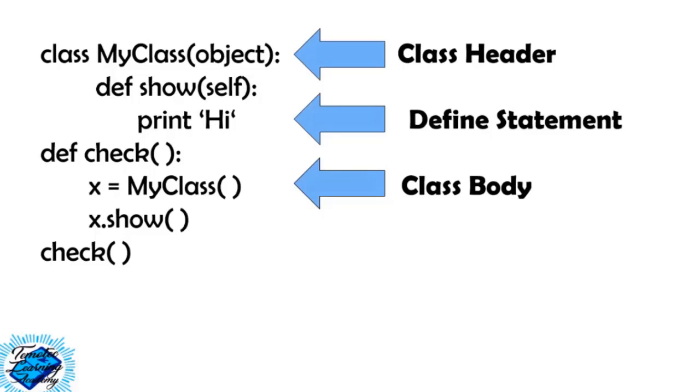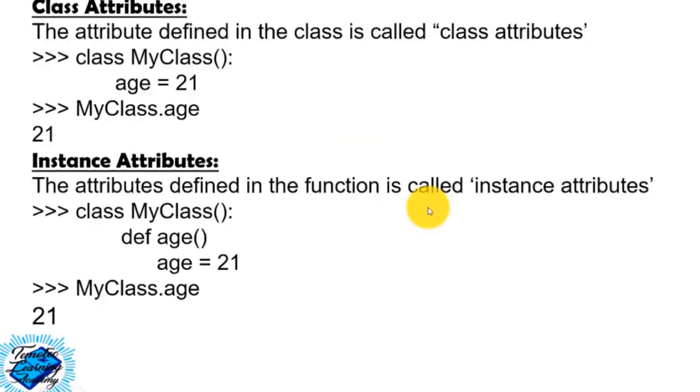Print hi. The class body: def check, x equals MyClass, x.show, check. This is the defined method, which is in the class body.